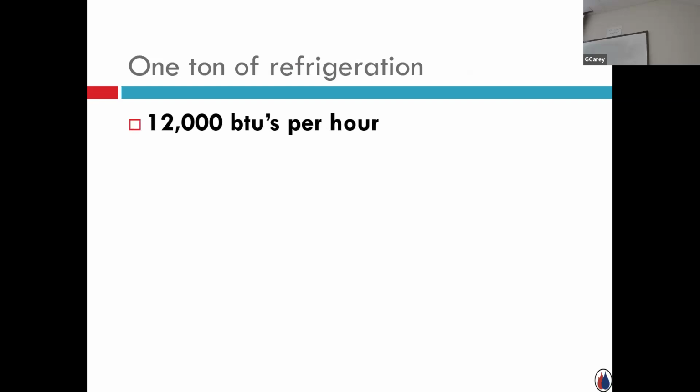Just real quick, where does a ton of refrigeration come from? Why do we say that? 1 ton, we say it's 12,000 BTUs. I've got a 2 ton, I've got 24,000 BTUs. I've got a 50 ton, I've got a 100 ton.